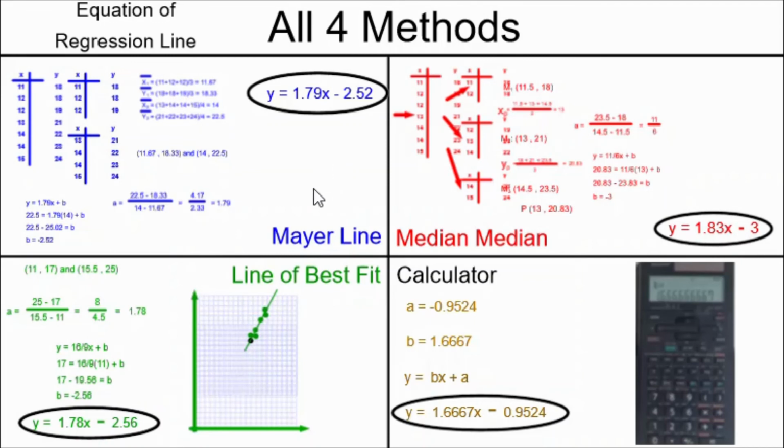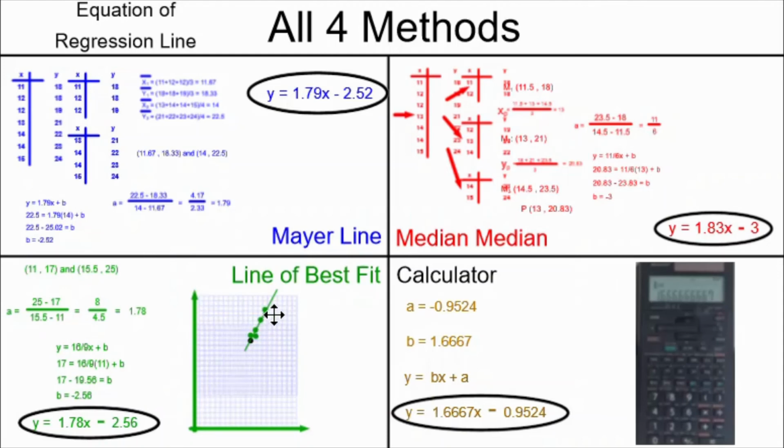I show the Meyer line method in blue, the median method in red, the line of best fit method in green, and the calculator method in this orangey brown color. The important thing to look at is the equations that we get as a result of the 4 methods. Notice that the 4 equations are not exactly the same. We should expect that because all 4 of these methods are estimates.